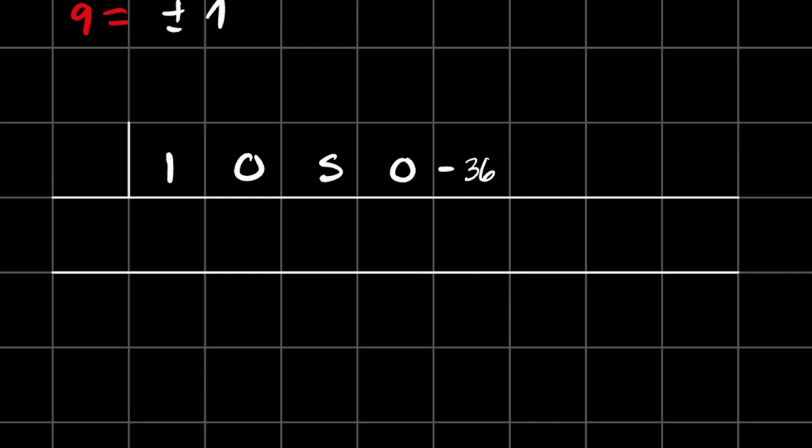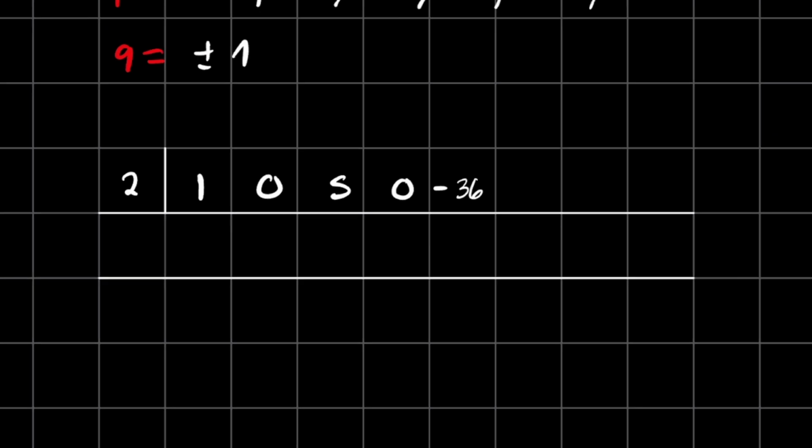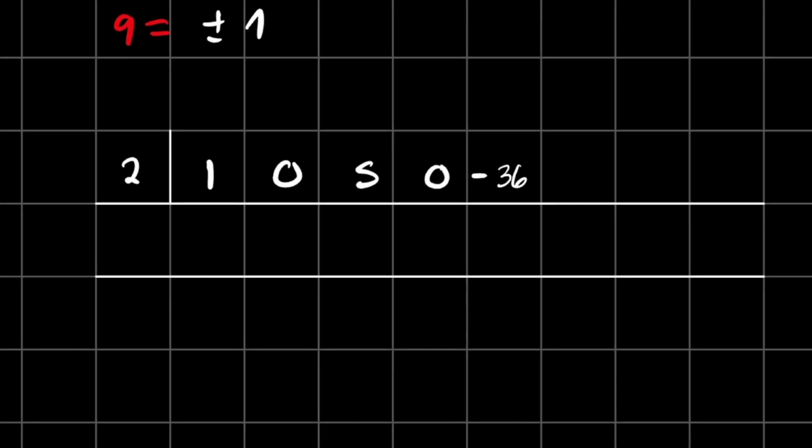So let's check minus 1. In this case, I already know it's not going to work because I already checked it. So let's try 2, right? Let's try 2. So do 1. 2 times 1 is going to be 2. 2 times 2 is going to be 4.